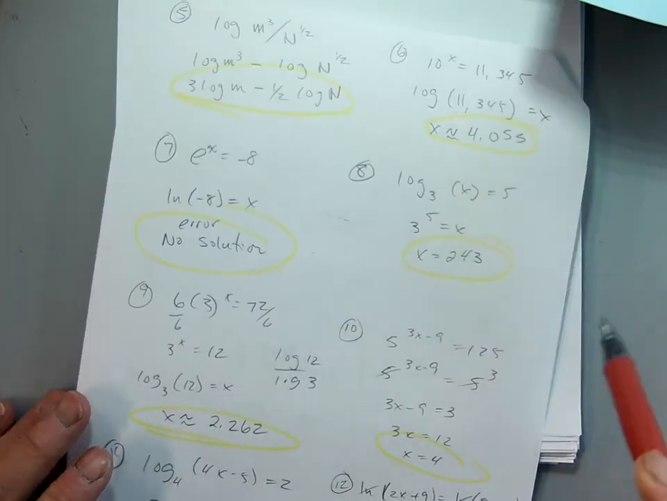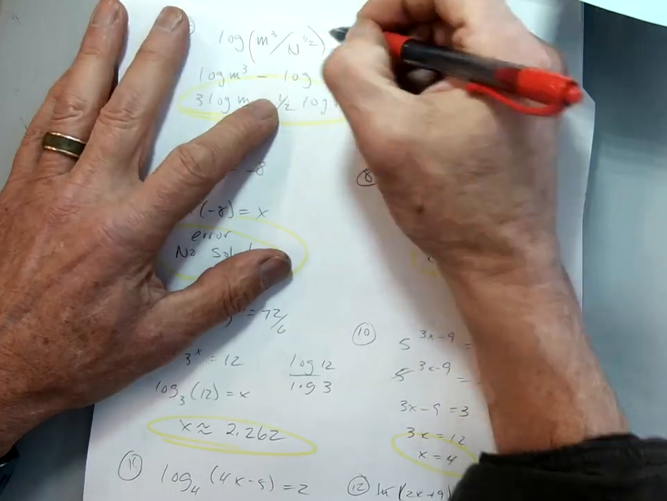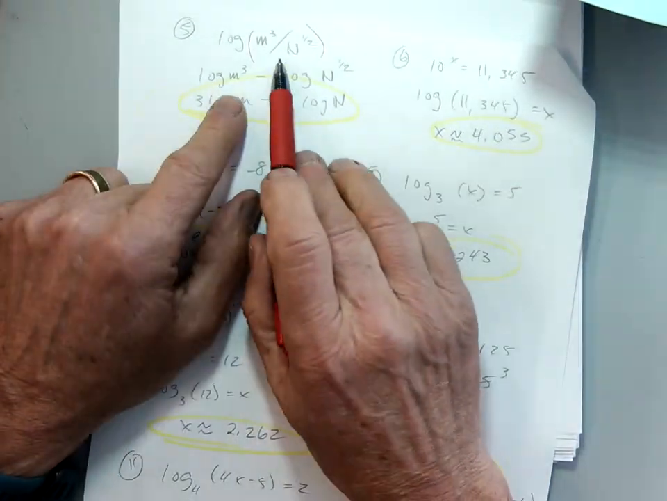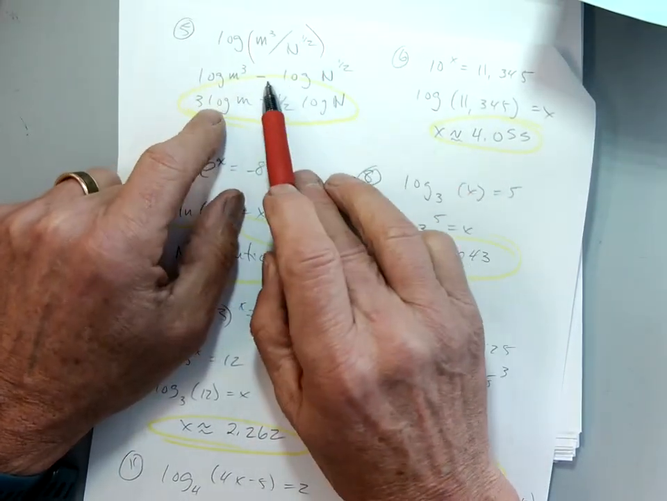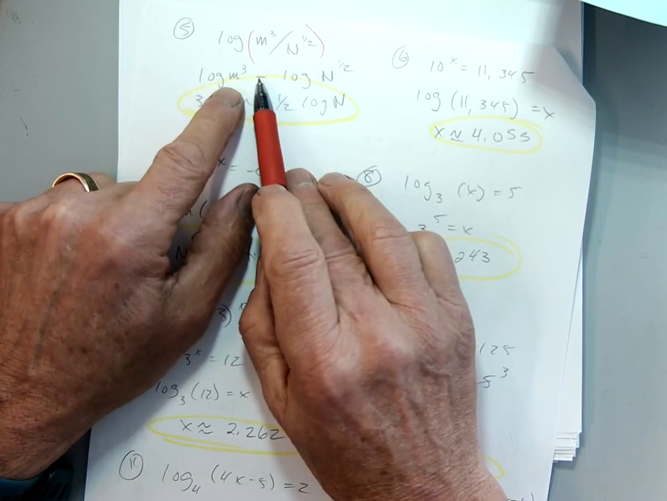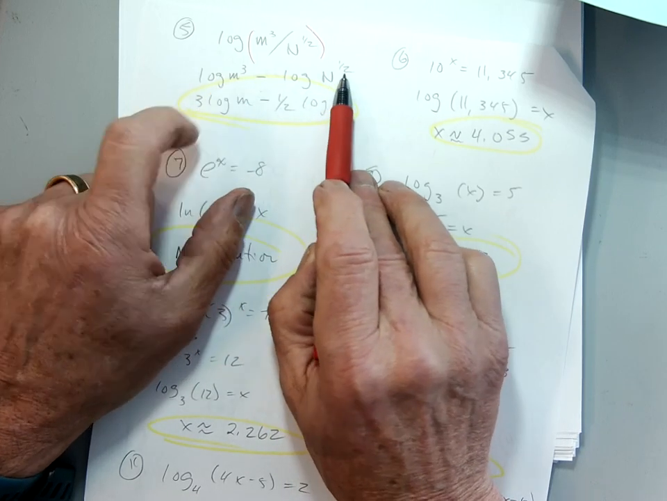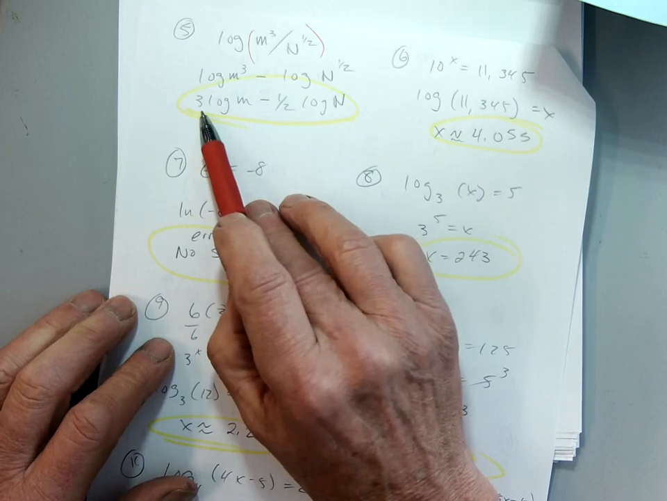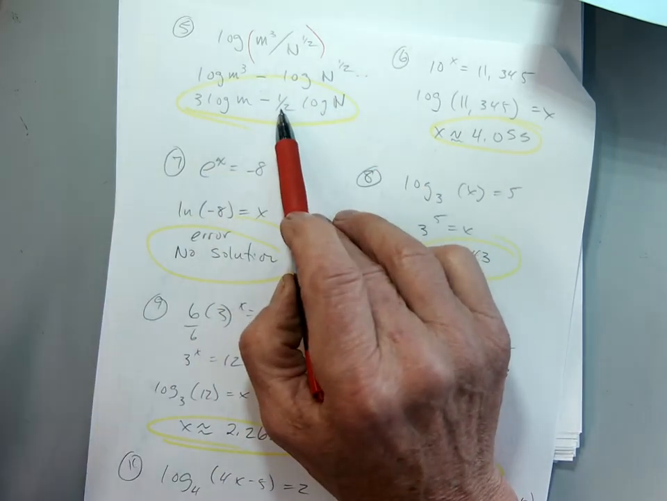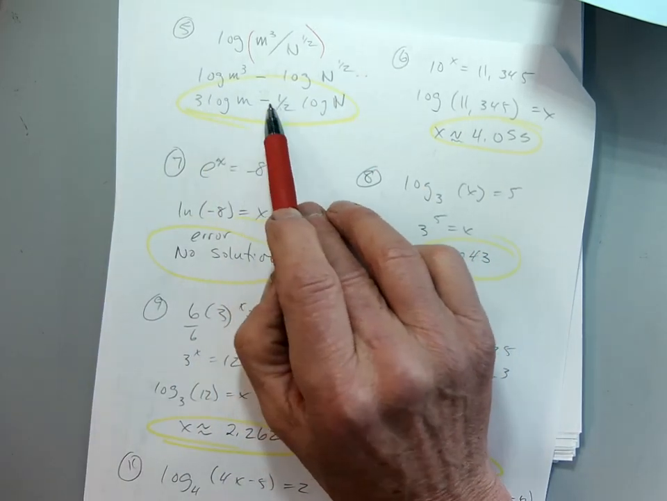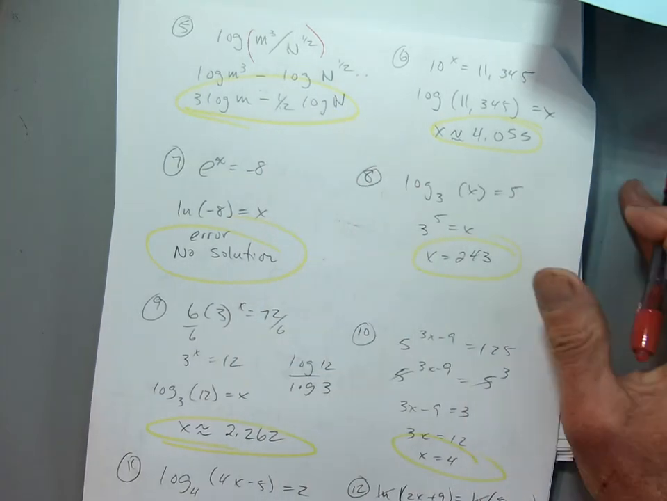Okay. Number 5. I wanted to expand this, so I rewrote it because of the divide by, did subtract, so log of m cubed minus log of n to the 1/2. I floated down the 3, floated down the 1/2 because those are exponents, okay? So it's 3 log of m minus 1/2 log of n, okay?